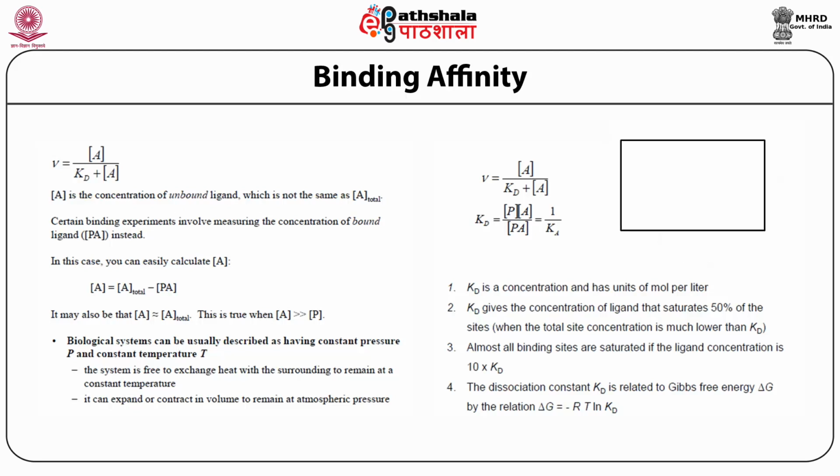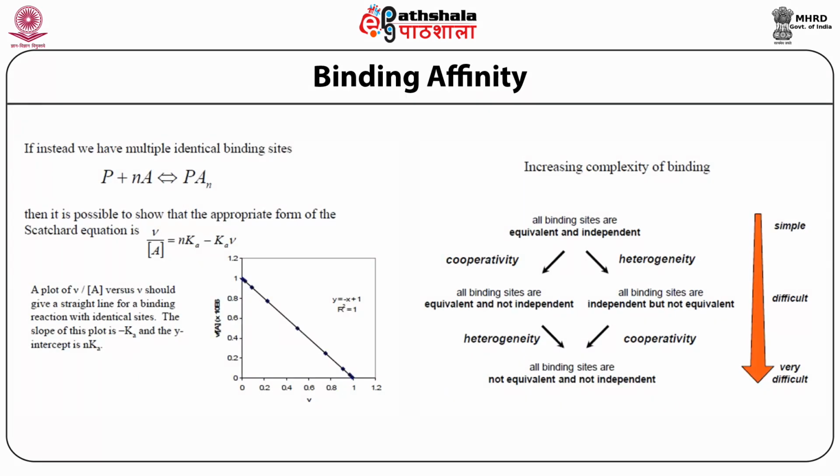The dissociation constant Kd is related to the Gibbs energy delta G by the relation delta G equals minus RT ln Kd. Here we talk about the binding affinity. If instead we have multiple identical binding sites, then P plus nA equals PAn. Then it is possible to show the appropriate form of the Scatchard equation: V divided by the concentration of A equals n times Ka minus Ka times V. So the plot of V by A versus V should give a straight line for a binding reaction with identical sites. The slope of the plot is minus Ka and the Y intercept is nKa.